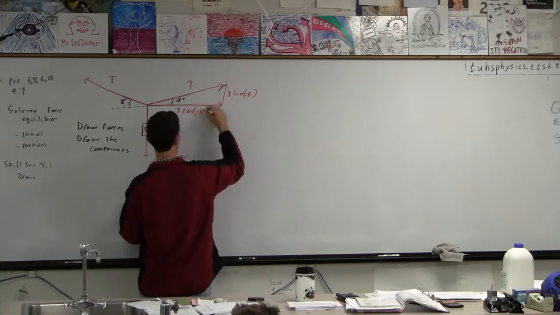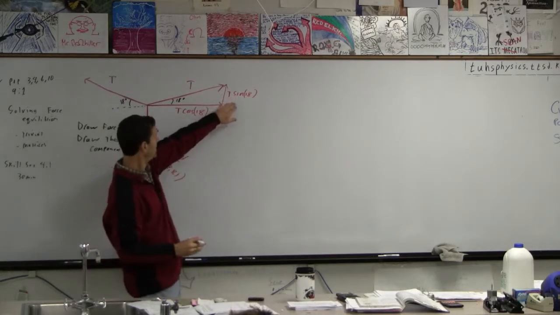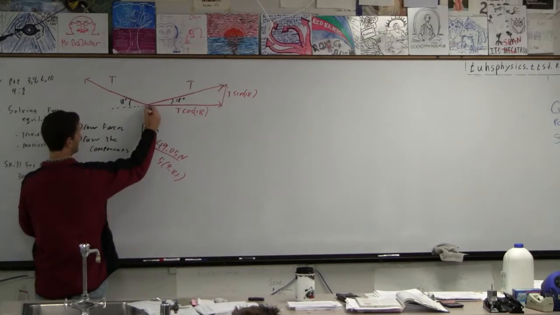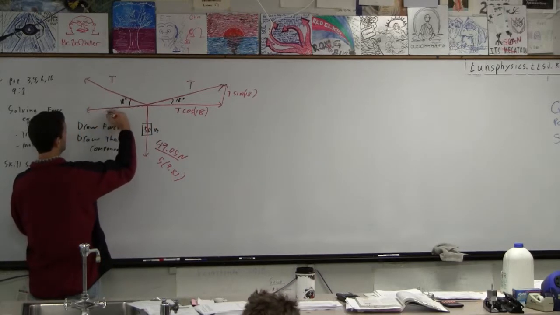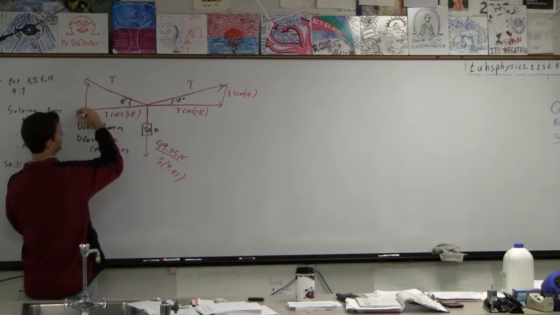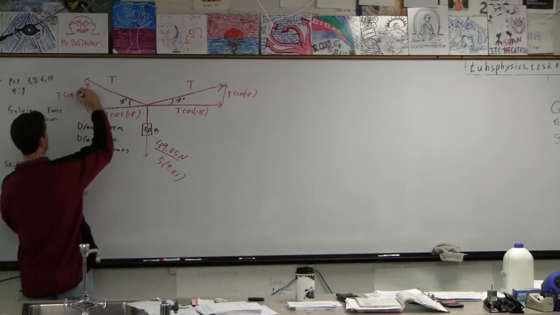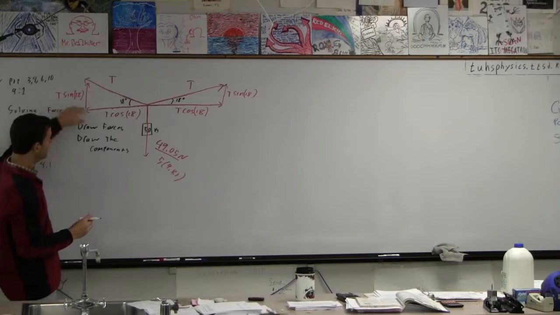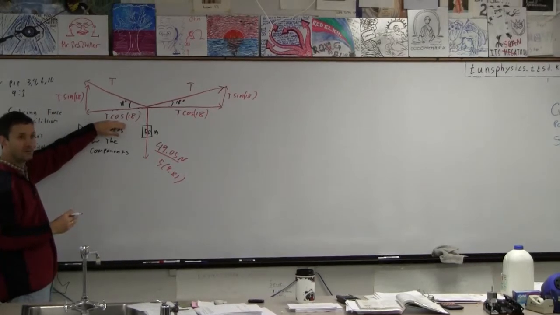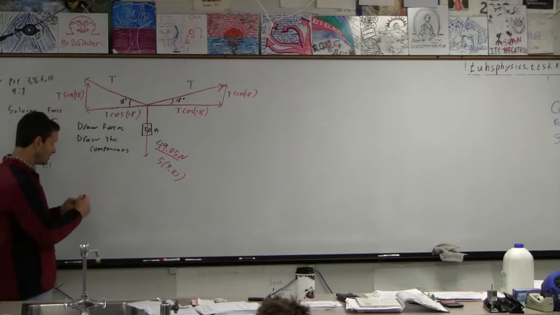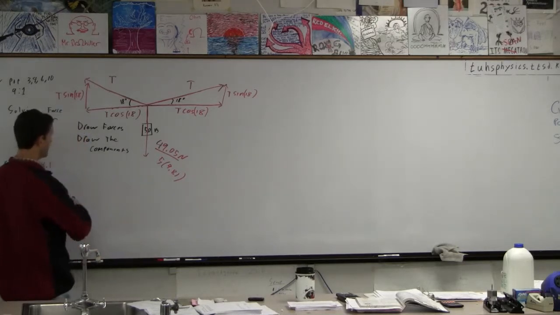And really now I'm just using SOHCAHTOA. This is the opposite side, there's the adjacent side. And then this side here is going to be T cos 18, and this side here will be T sine 18. So the opposite side is hypotenuse times sine, the adjacent side is hypotenuse times cos. Are we good? I'm assuming you know that.